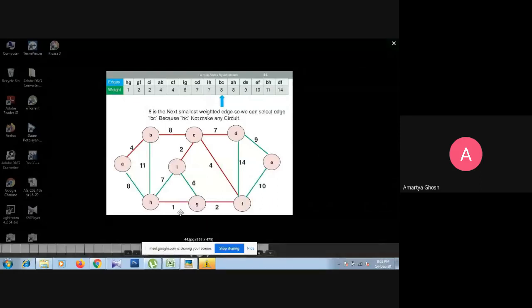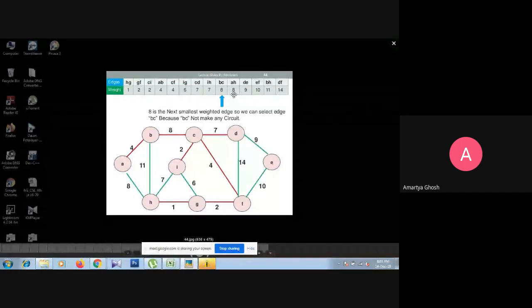Now the next edge is AH with the weight 8, the same weight 8, but we have to ignore this. Why? If we choose this one, here is a closed graph. There is a cycle or circuit. So that is why we have to ignore this. The same, you can see AH can make a circuit, so we can't select the edge AH. Clear?